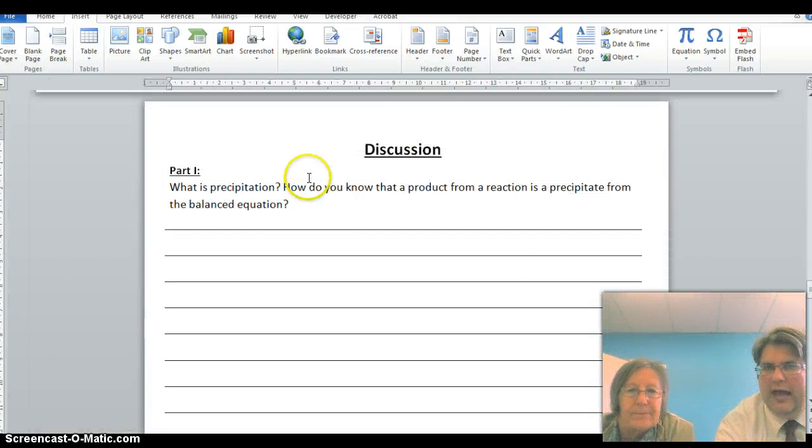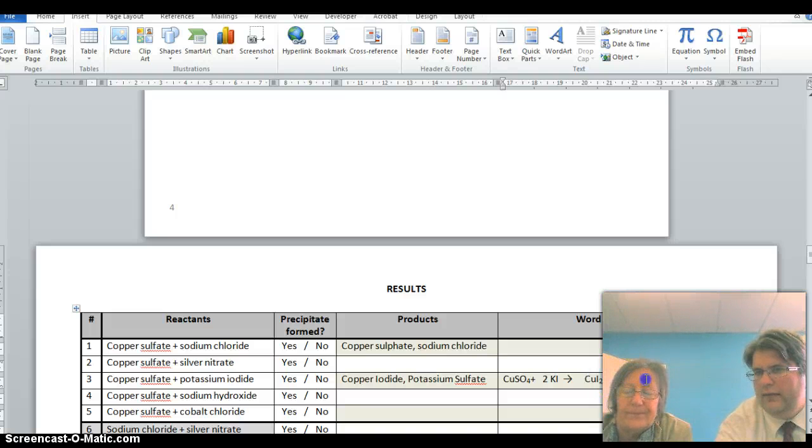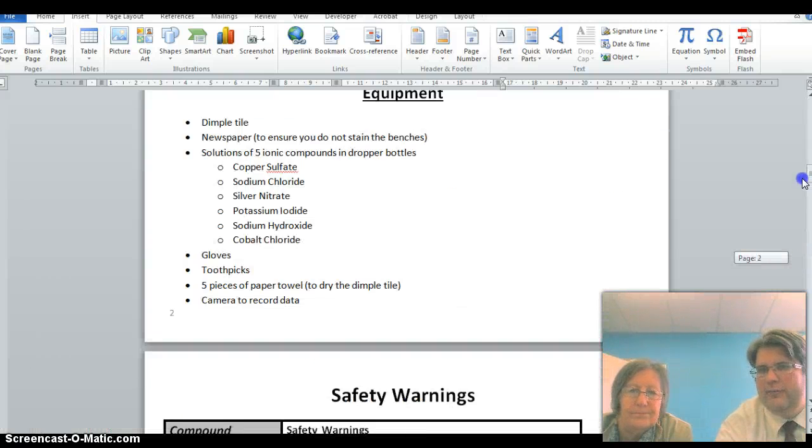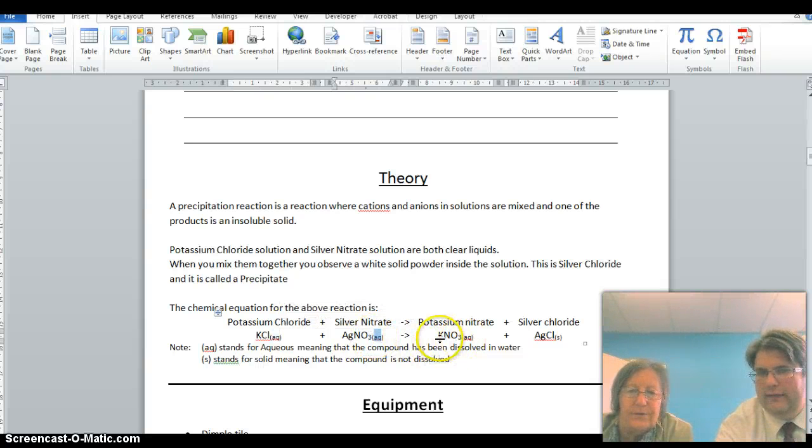Okay. Then how do you know that a product from a reaction is a precipitate from the balanced equation? So we go into this and we said, yeah, there's a precipitate here, but how do we know? Is it this one or is it that one from the balanced equation? We've missed something, and if you go back up to the first equation in the book, you'll see something different. They've included these little state descriptors down here. AQ stands for aqueous, which means what, Ms. Woodruff? It means that the compound has been dissolved in water.